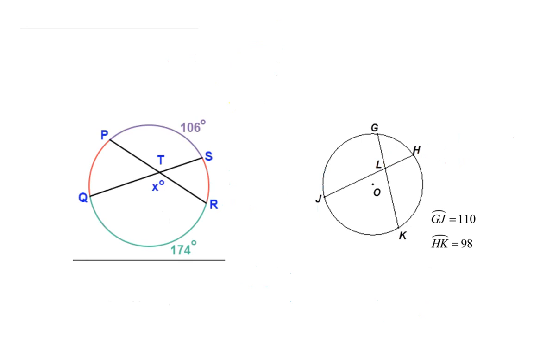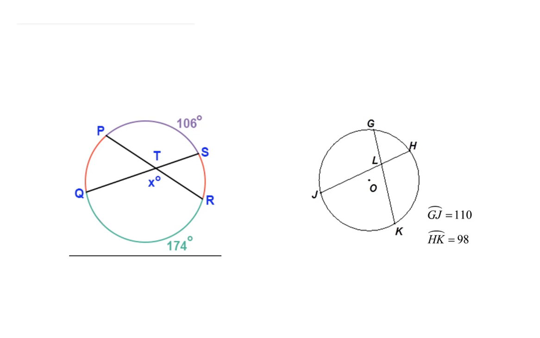The last thing we're looking at is when we have a pair of vertical angles in a circle. So in this case, I have a pair of vertical angles here. I know that this angle and this angle have got to be equal. And what I'm looking for is this angle here. Now, this relationship is really simple.